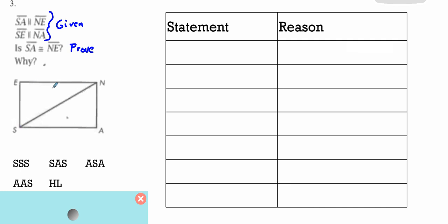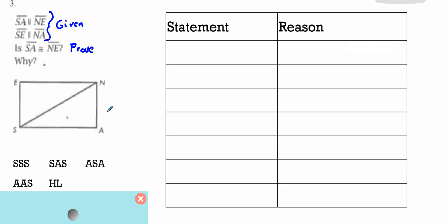SA and NE are corresponding parts. It's okay to say it looks like. You just can't use that as an explanation. You need to be a little more specific in how you're proving that. So our goal is to take the information that we have, that we're either given or we can prove, and get it to one of these situations here to prove that the two triangles are congruent. And then maybe we can extend that thinking out to two of the sides.